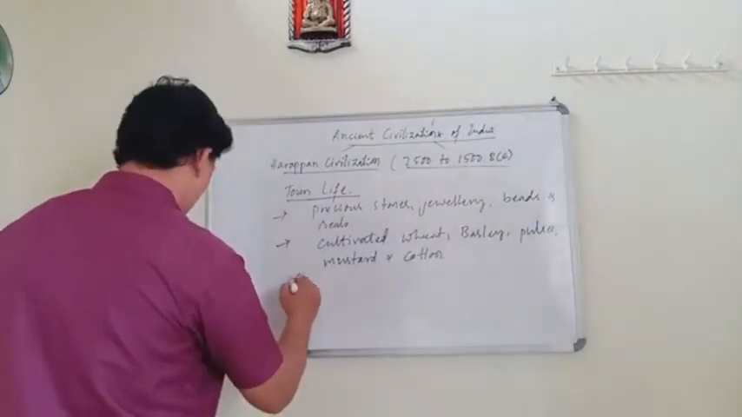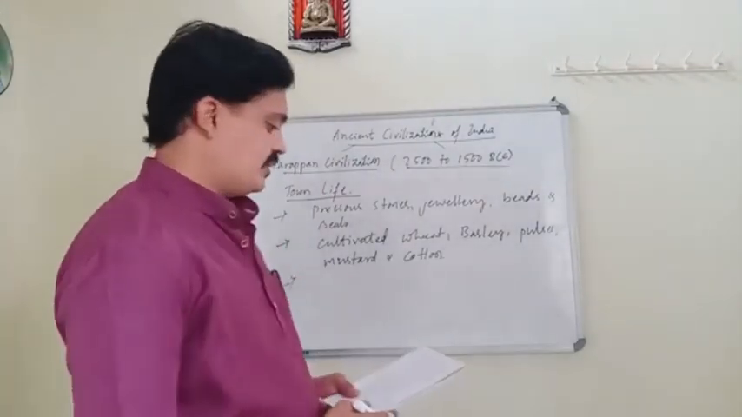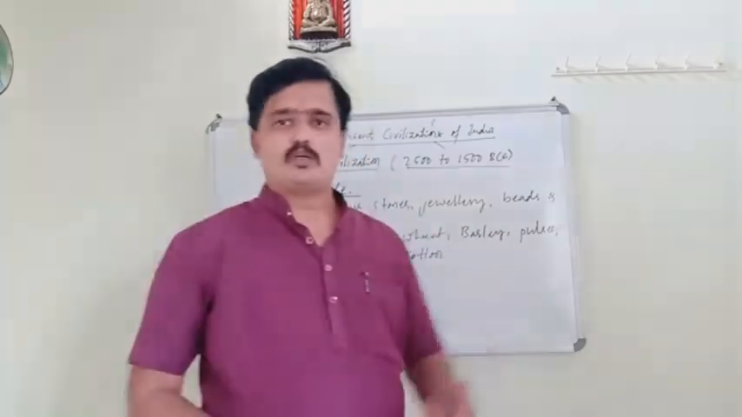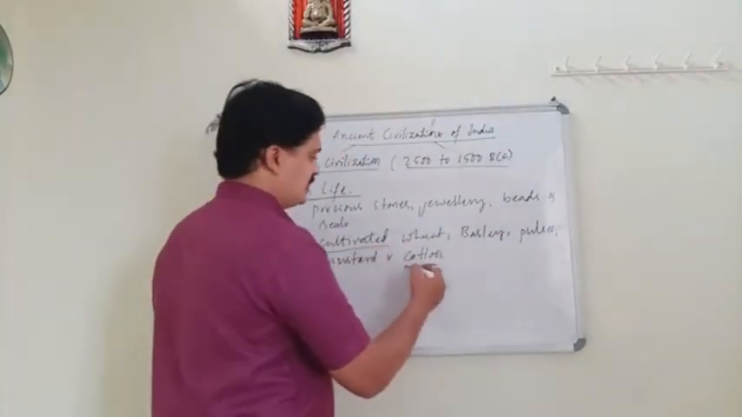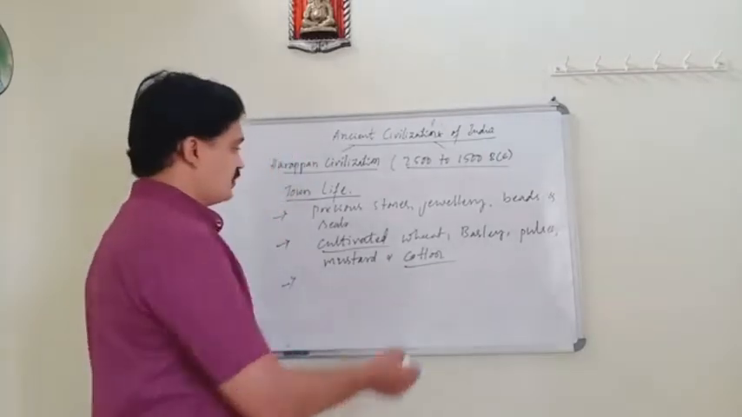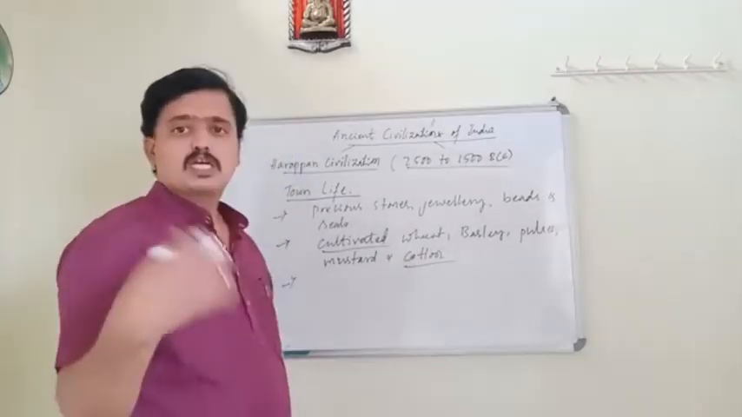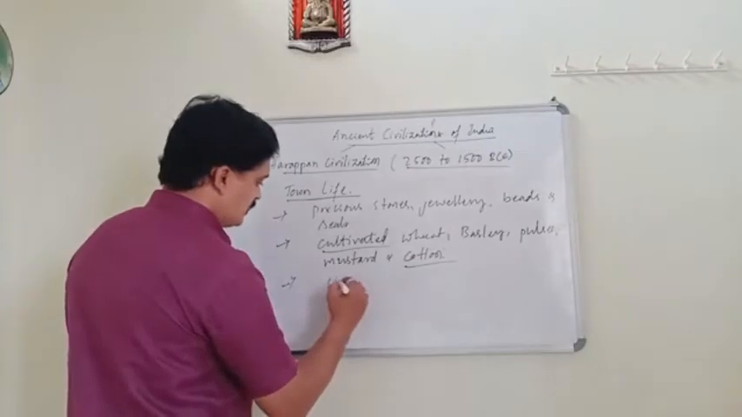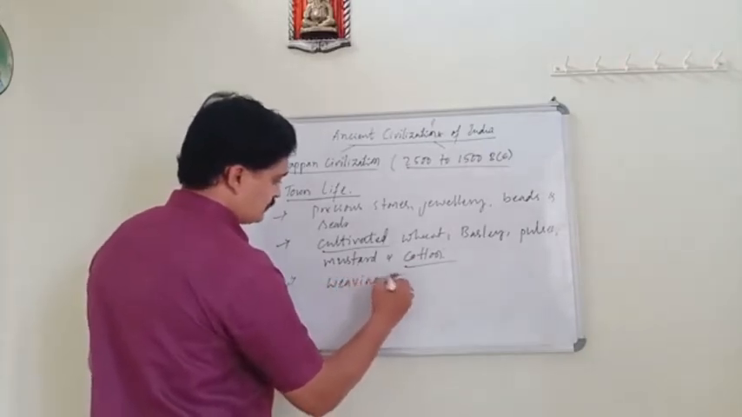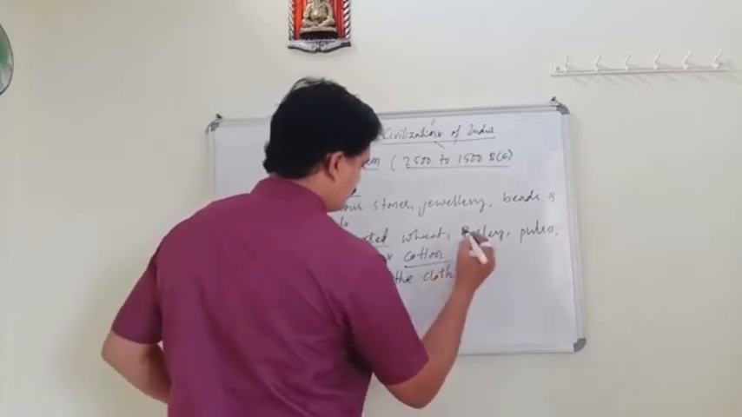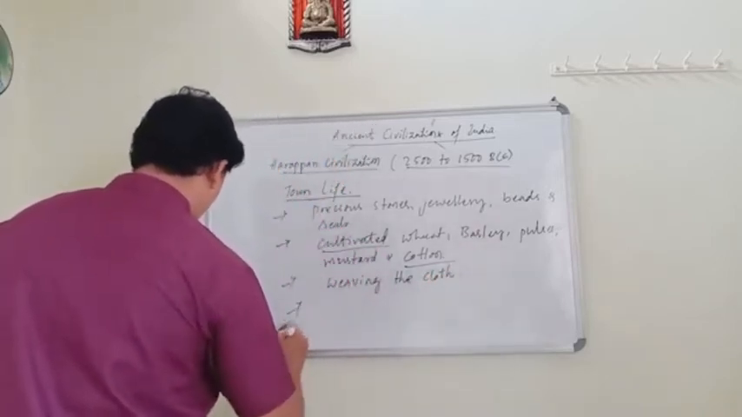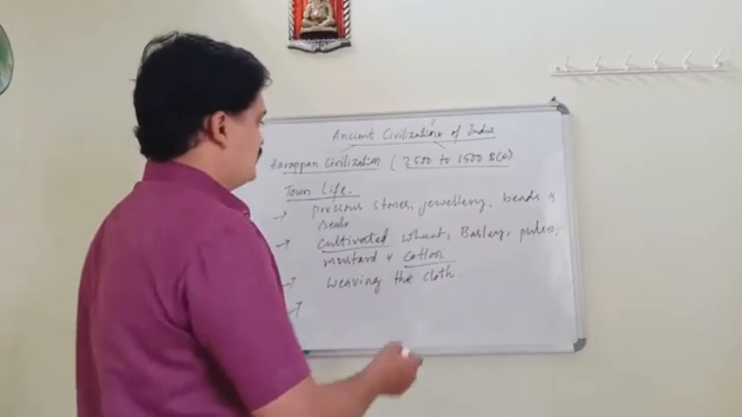Next, they were also weaving cloth from the cotton. I have already told you they cultivated cotton, so they were using this cotton to weave cloth. They knew about weaving cloth.